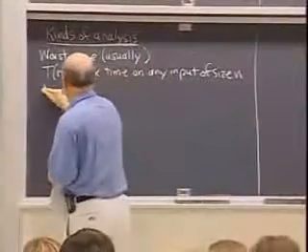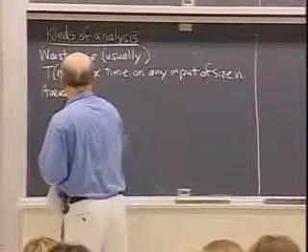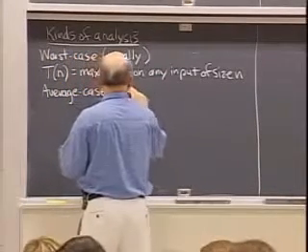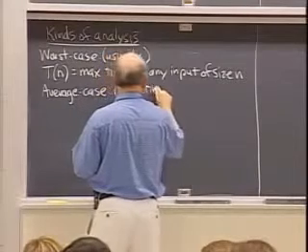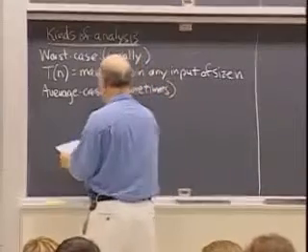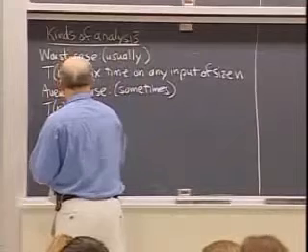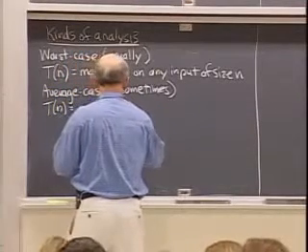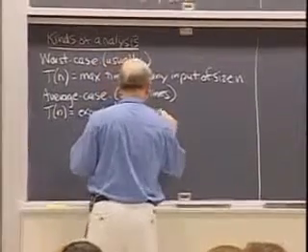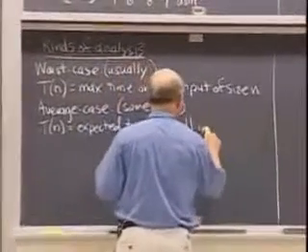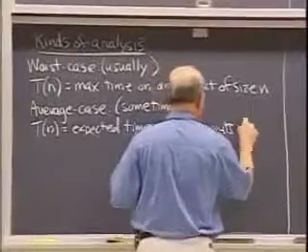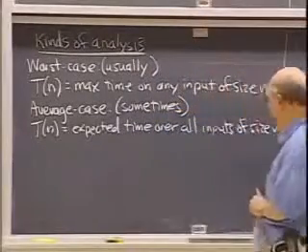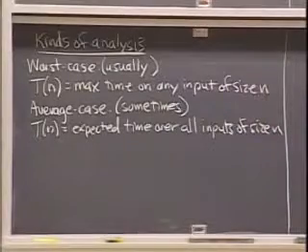Sometimes we'll talk about average case. So sometimes we'll do this. Here, T of n is then the expected time over all inputs of size n. So it's the expected time.